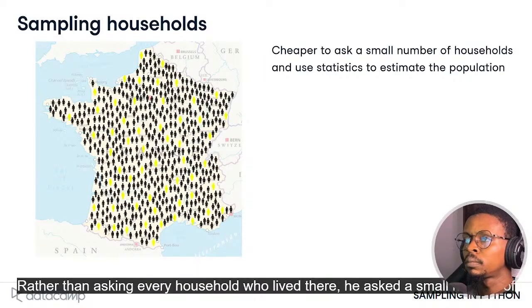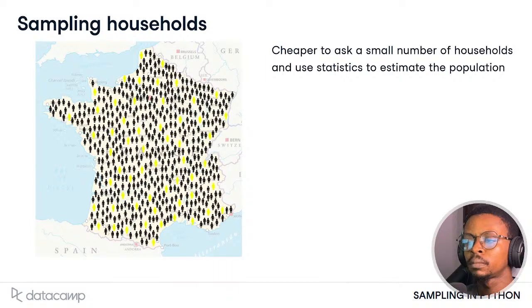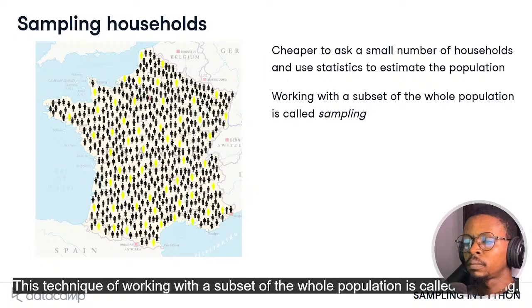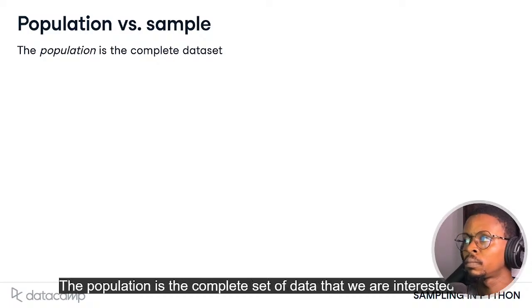Rather than asking every household who lived there, he asked a small number of households and used statistics to estimate the number of people in the whole population. This technique of working with a subset of the whole population is called sampling. 2 definitions are important for this course. The population is the complete set of data that we are interested in.